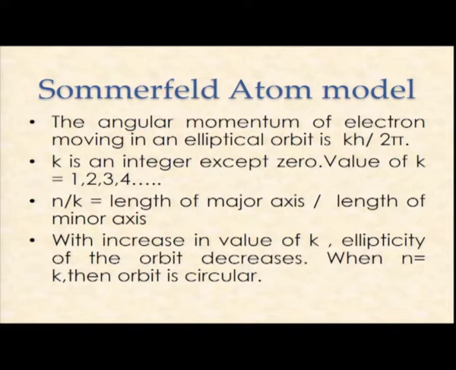Here, instead of n, k is there. This k is an integer except 0. The value of k can be 1, 2, 3, 4, like that. Then n by k is equal to the length of the major axis divided by the length of the minor axis. That k value is in the denominator. When the denominator value increases, the ellipticity of the orbit decreases. So when n becomes equal to k, the orbit will become circular.